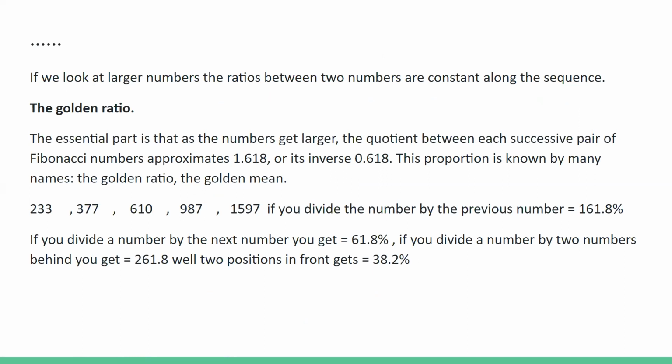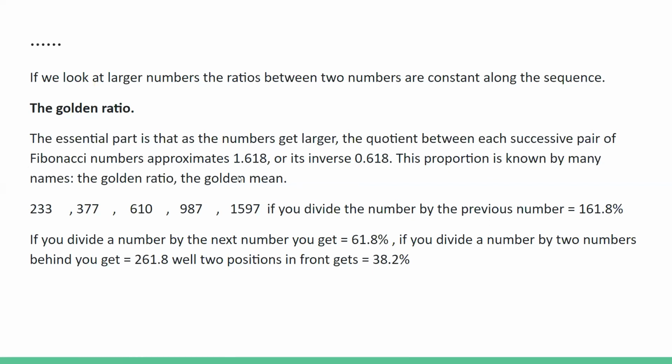They're constant along the sequence. Now, have you guys heard of the golden ratio? Most people think the golden ratio is only the 61.8, between the 50% and the 61.8, but it also takes in the 1.618, or the 0.618. That's just the inverse.